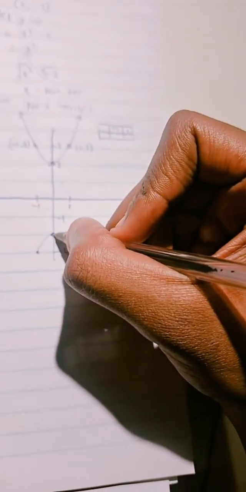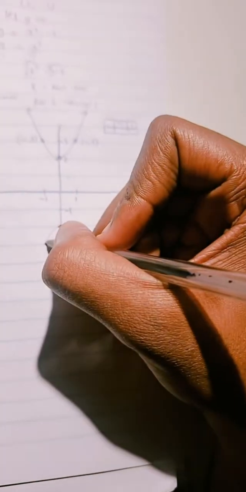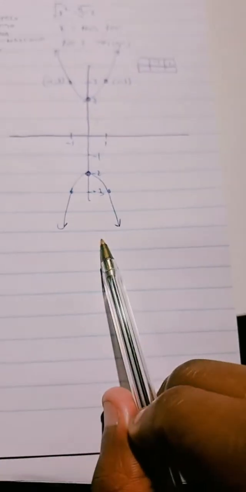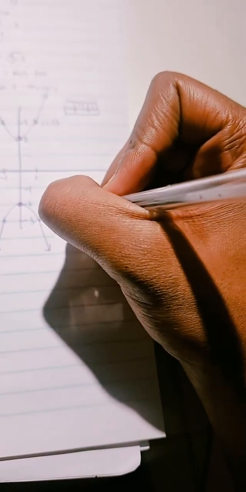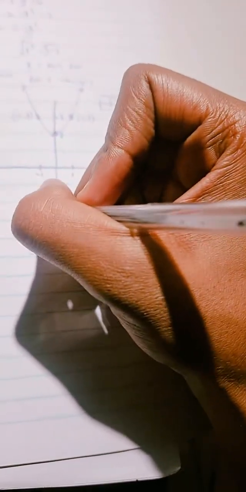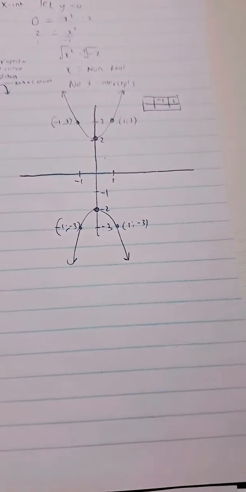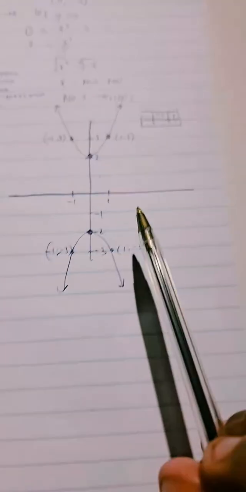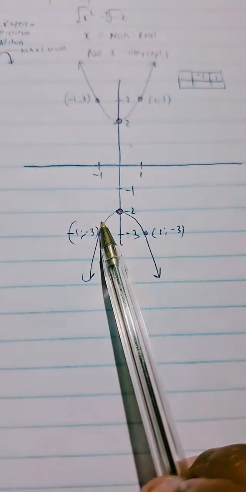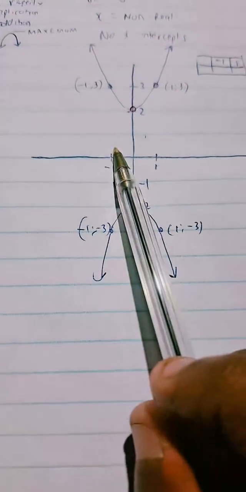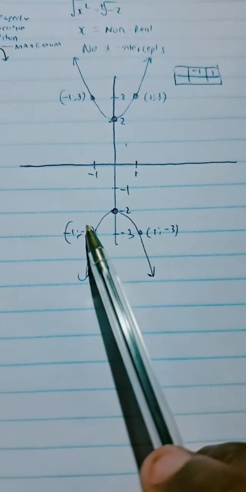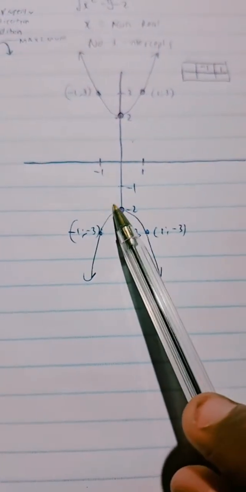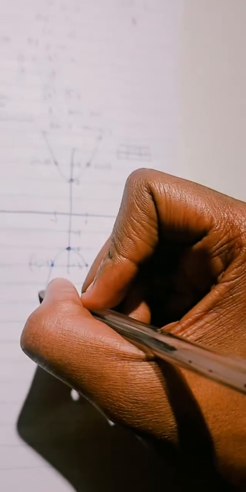So you can say this point is (1, -3). This one is (-1, -3). Please, whenever there are no x-intercepts, just use -1 and 1 so that at least you can see what's happening this side. Take your x value, go and substitute it back into the original function so that you can get your corresponding y value. Just so that you can get a picture of what's happening on this side and what's happening on this side. Then you extend it yourself. You draw an arrow to indicate.